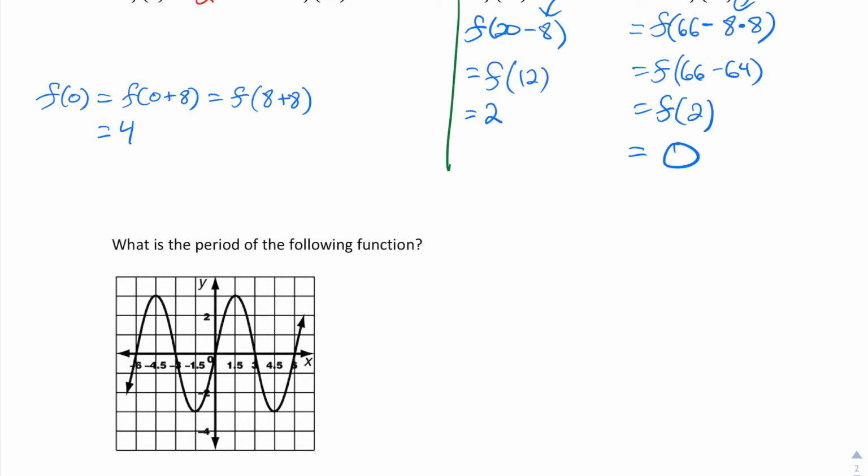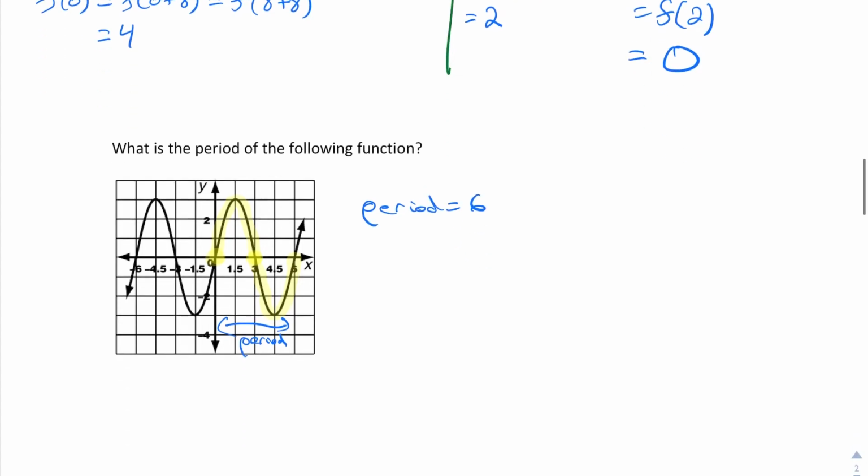Just to practice another one, it says, what's the period of the following function? You can try this if you want, just press pause. Again, you want to pick anywhere. If I pick somewhere that seems logical, I'm going to start right at 0. And I go all the way like this. Notice I get back to 0, but the function doesn't repeat itself, because if it did, it would go up, but it doesn't. So I have to keep following until it starts to go back up. So here, my period length is going from 0 to 6. So my period equals 6.